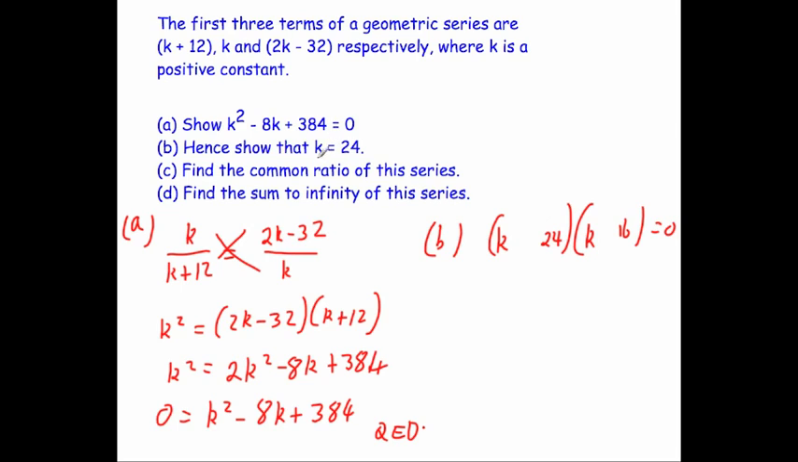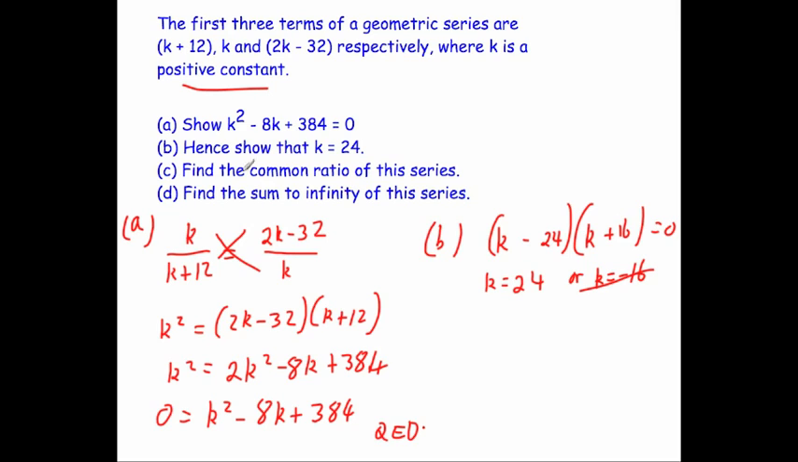And now let's just check the signs. So we want a minus 8 there. So we're going to have minus 24 and plus 16. So we've factorized it. And let's then find out what k would be. So k would either be equal to 24 or k would be equal to minus 16. Now it says k is a positive constant, so that rules out that solution. So therefore we've shown that k equals 24.